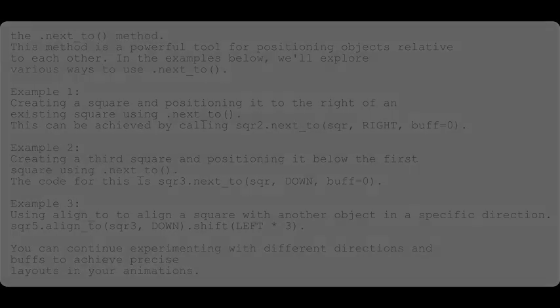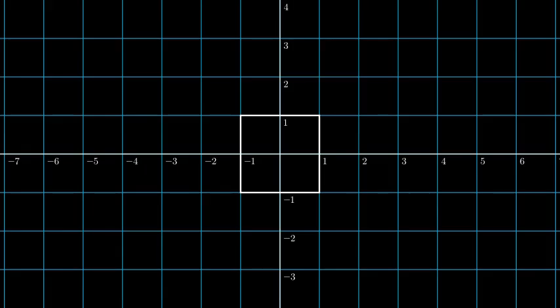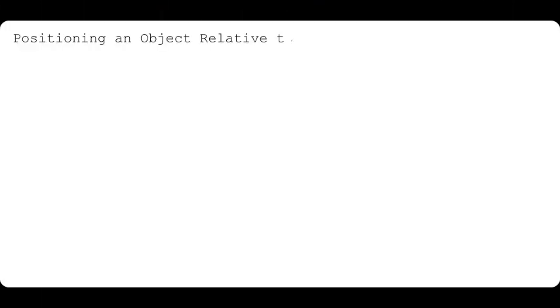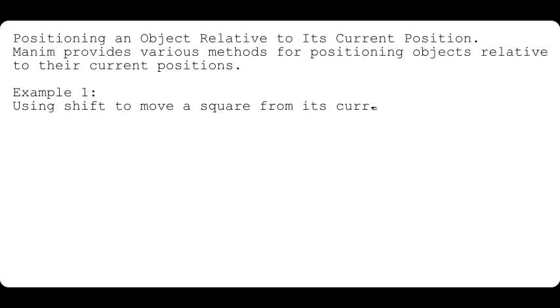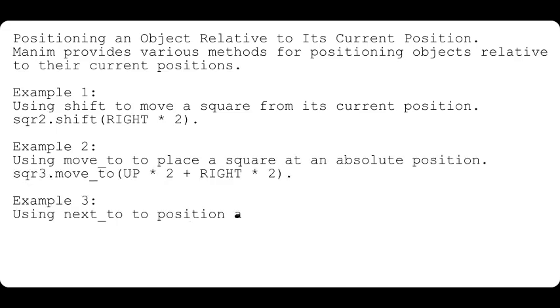Let's start our third topic. Now, let's explore various methods for positioning an object relative to its current position. 1. Using the shift method to move the square from its current position. 2. Using the move_to method to place the square at an absolute position. Experiment with these methods to achieve precise layouts in your animations. Now, let's explore various methods for positioning an object relative to its current position.